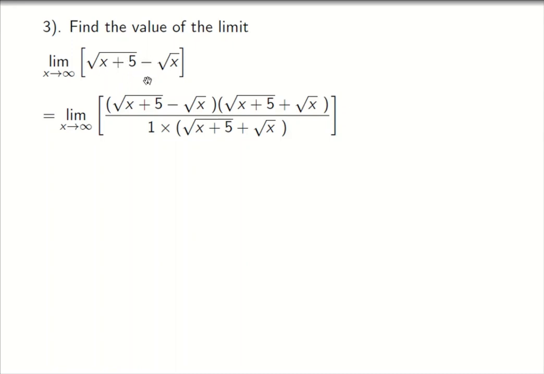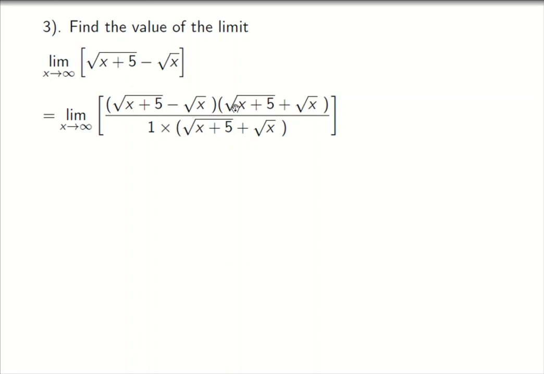I have some video on rationalization of surds. I said you can rationalize the numerator of a surd, and also you can rationalize the denominator of a surd. The reason why we are trying to rationalize is because we can't put infinity here. You have to simplify it in such a way that when we put infinity here, we'll be okay.